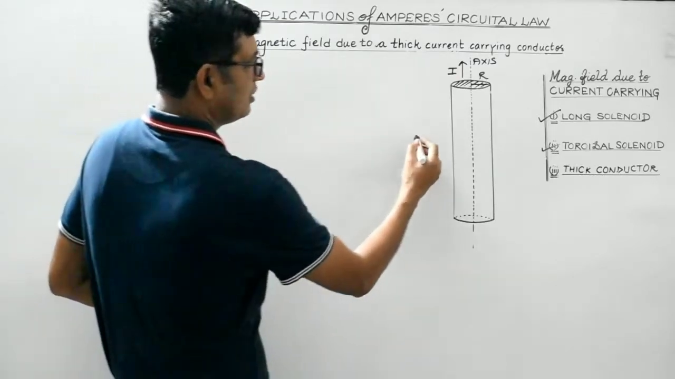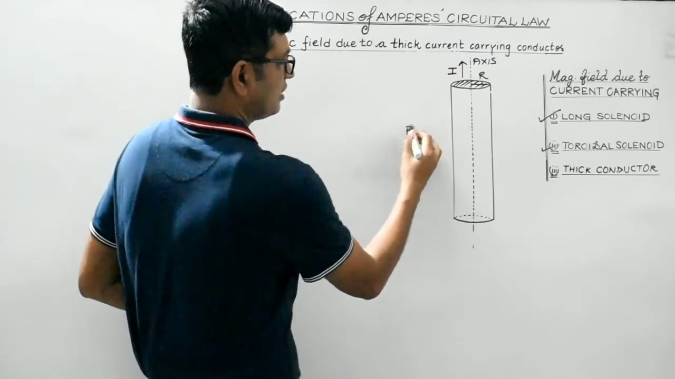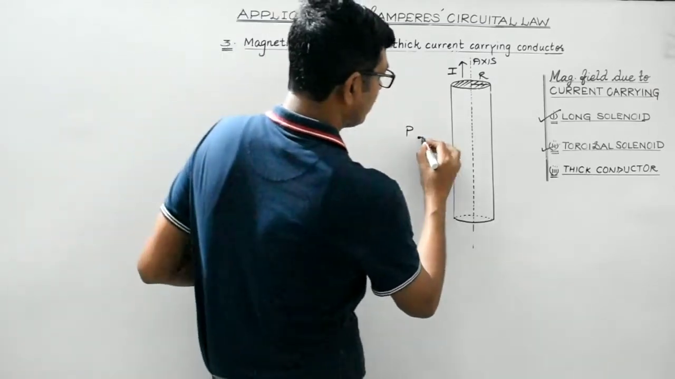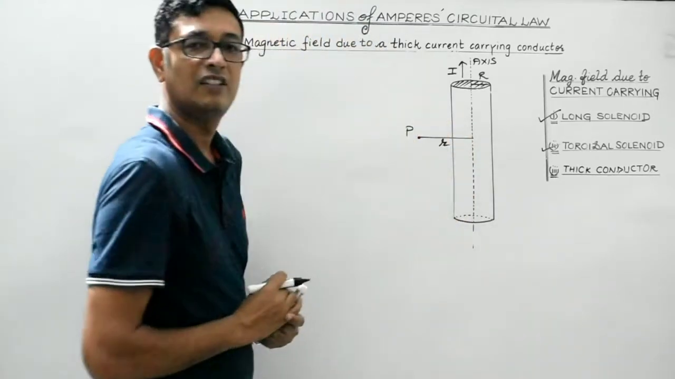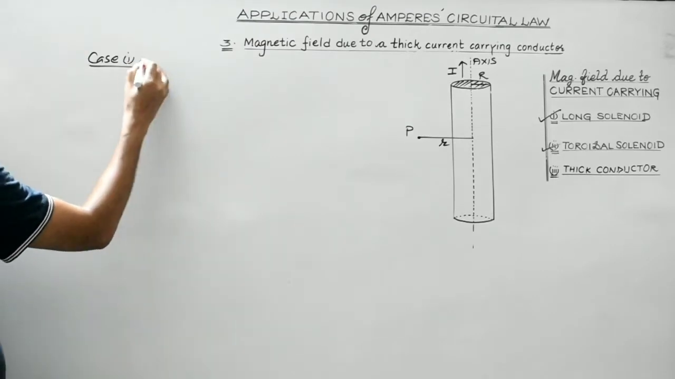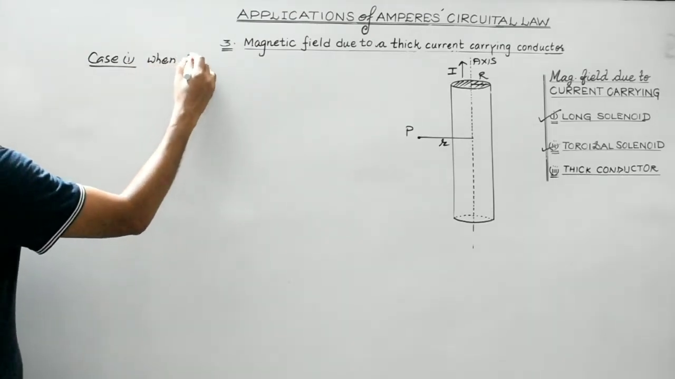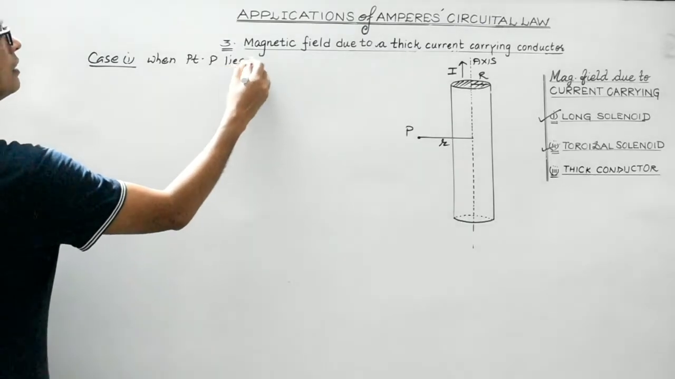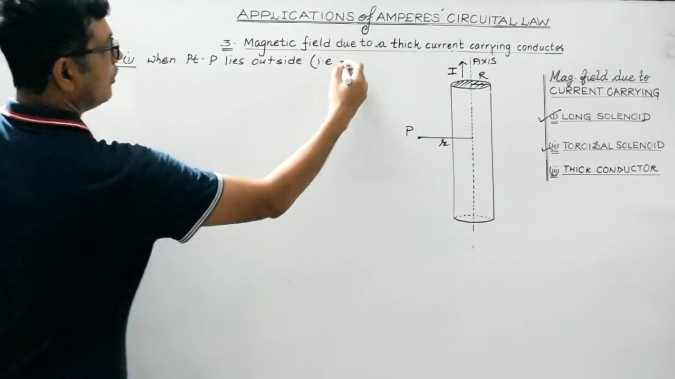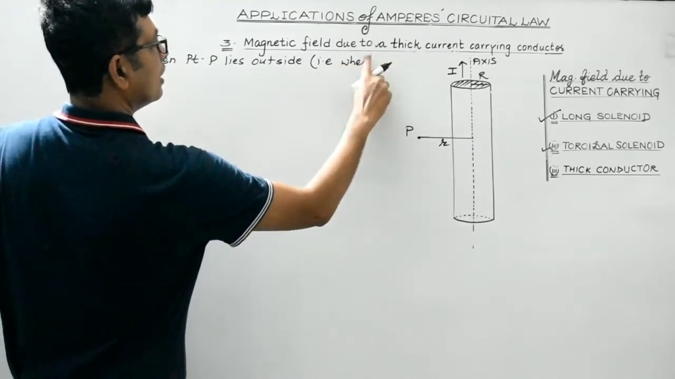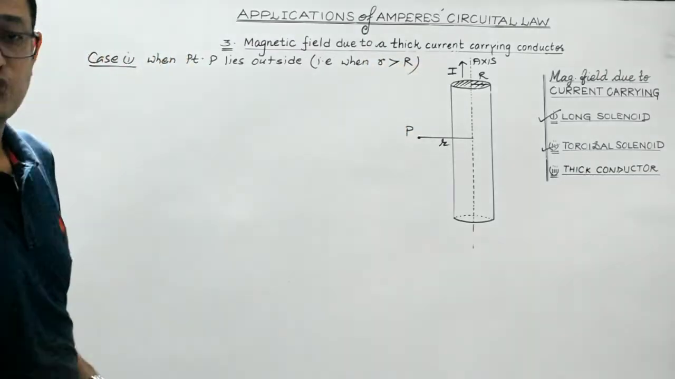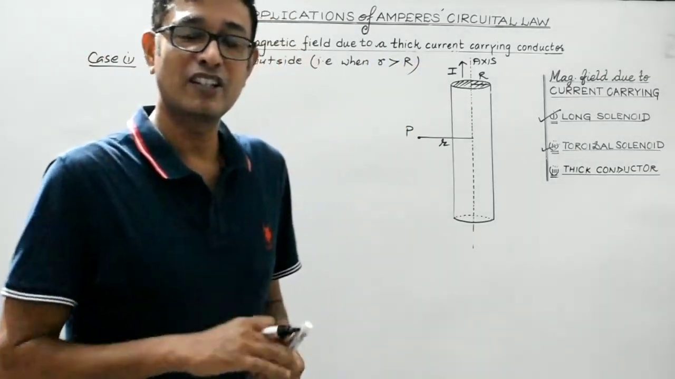So let's consider P to be the point. It is an arbitrary point lying outside, right? And let its distance from the axis be small r. So case 1 is when point P lies outside, that is, when small r is greater than capital R. Clear students? So we have to make use of Ampere circuit law.